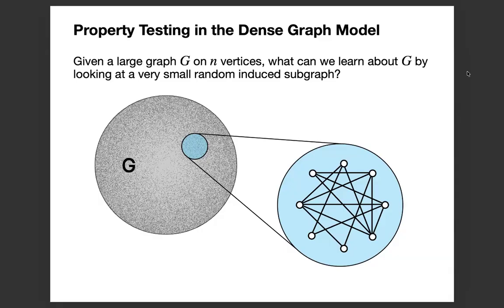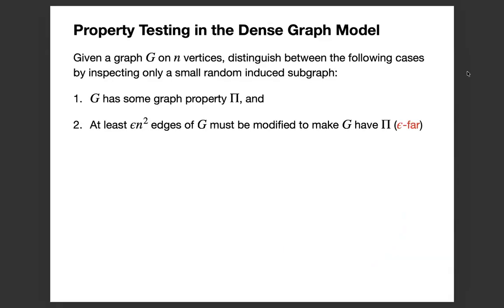This is what property testing in the dense graph model is all about. In this model, we're given a graph, again, on n vertices, and we want to distinguish between the case that our graph has some specific property, which I'll denote by capital Pi, and the case that our graph is epsilon-far, which means that you have to modify at least epsilon n squared edges of the graph to make it have the property. And we want to do this by just looking at a small random induced subgraph.